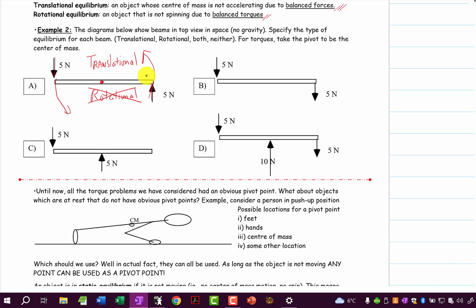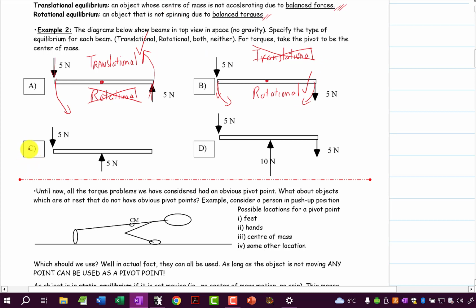B. And this looks like the opposite. This is going down, this is going down, so translational is not. But rotational, if the pivot point is here, this wants to rotate it this way, this wants to rotate it that way, that's going to balance out. So rotational is true, and translational is not for that one.